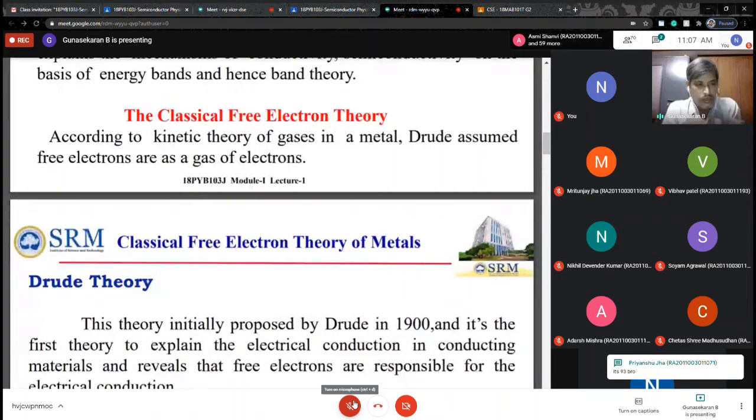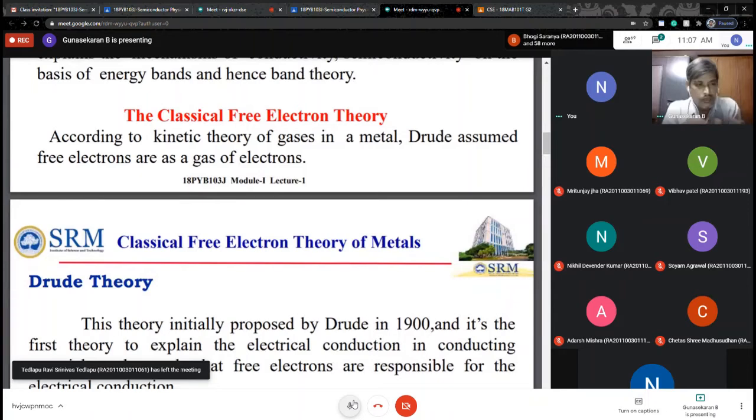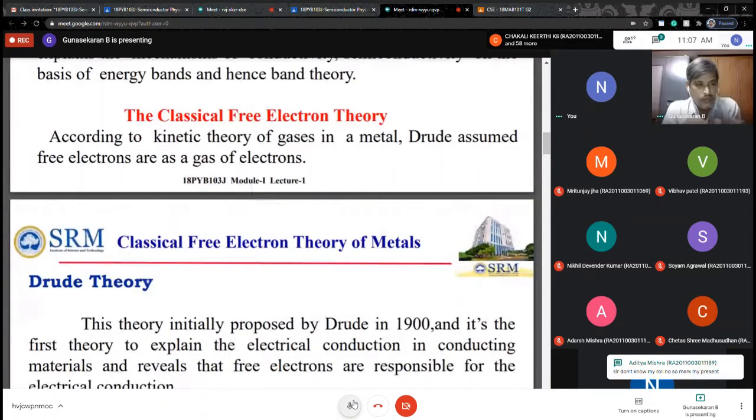So what is meant by random orientation? Free to move anywhere, in any direction. There is no restriction, so the electron is able to move in all directions.